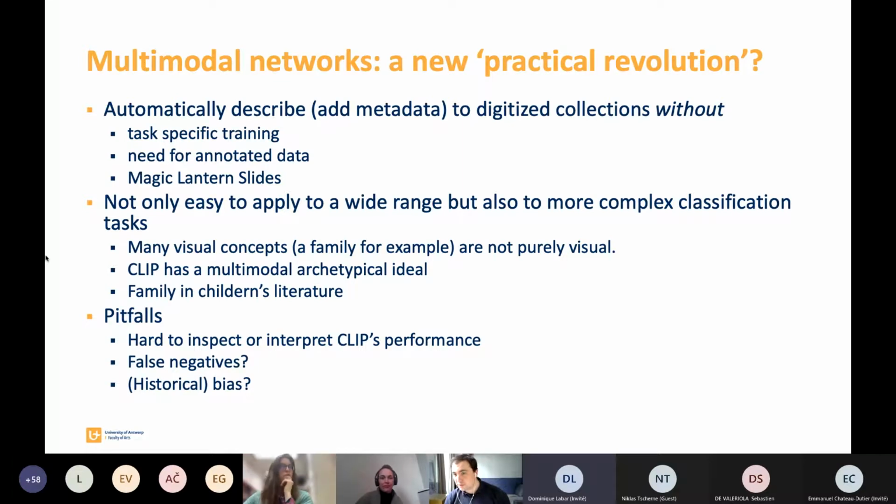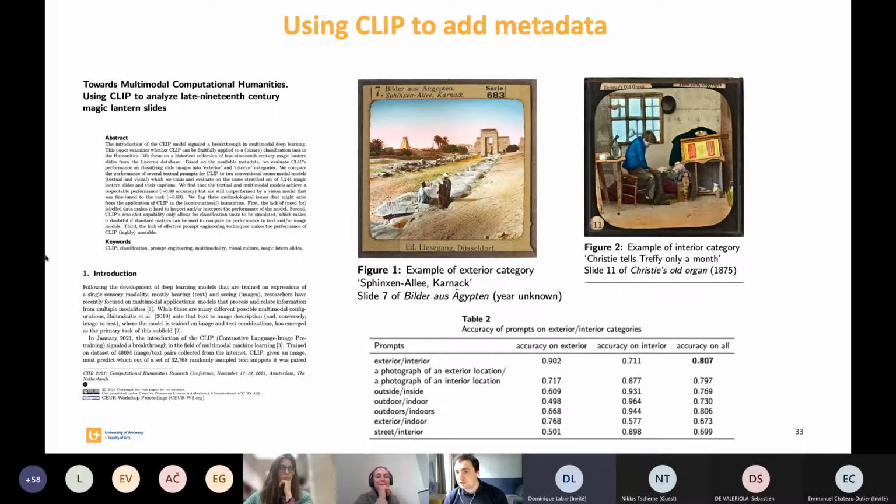So this is from very recent work together with Mike Kestemont, where we tried to use CLIP to predict outside and inside scenes in a large collection of late 19th century magic lantern slides. And in fact, we showed that CLIP was very good at this. It was very competitive with a computer vision model, which we had retrained specifically for the task. So this is a way in which CLIP could be used to add more or less simple metadata to images.